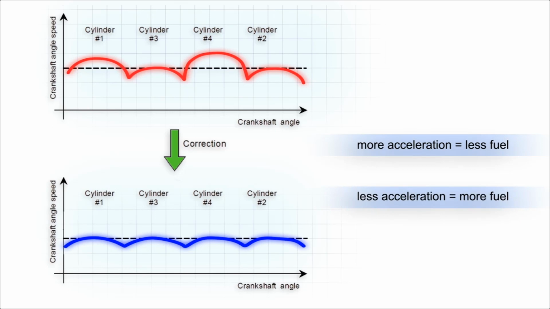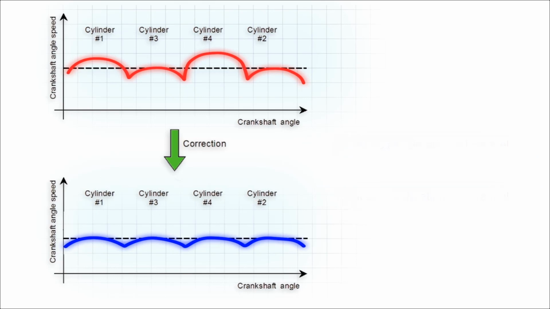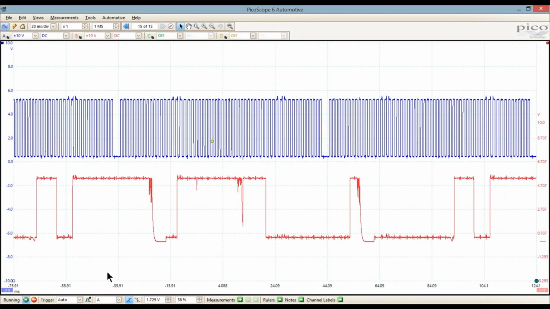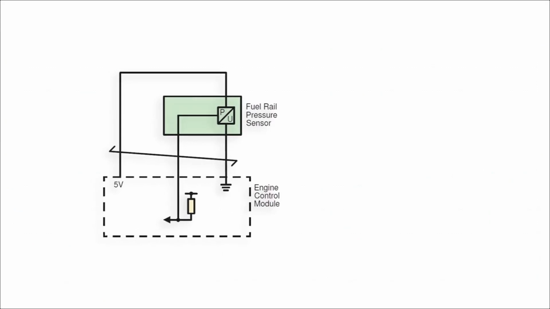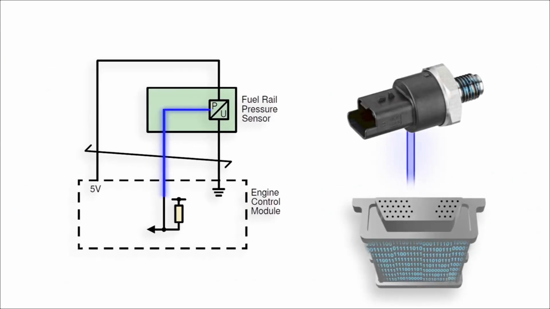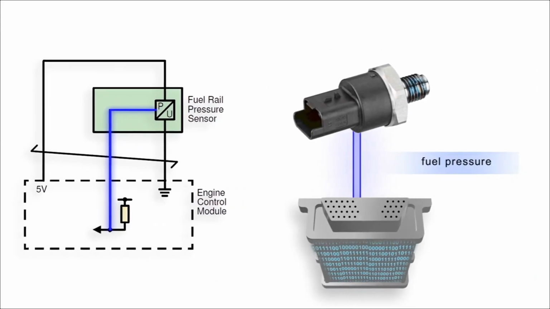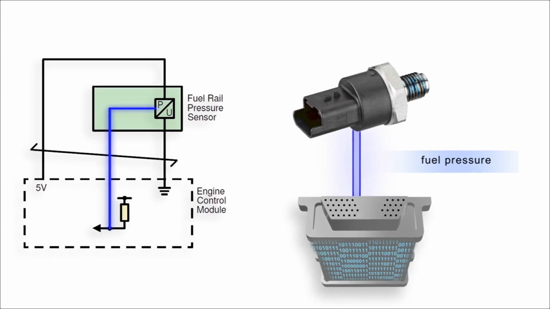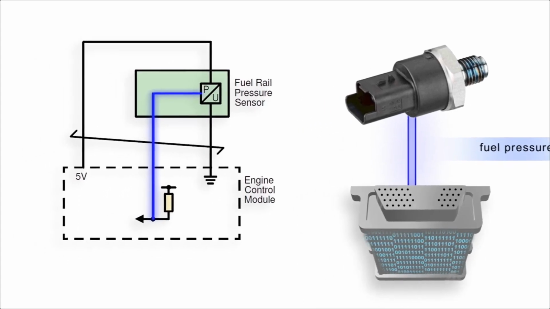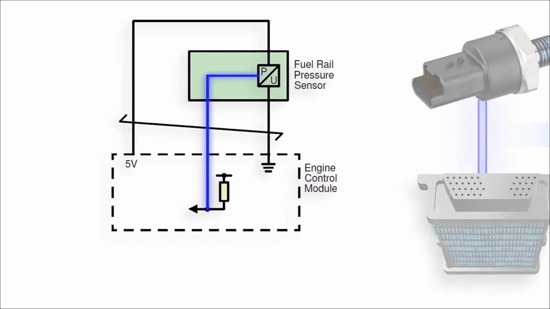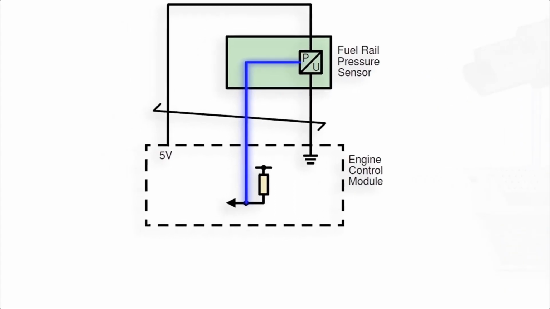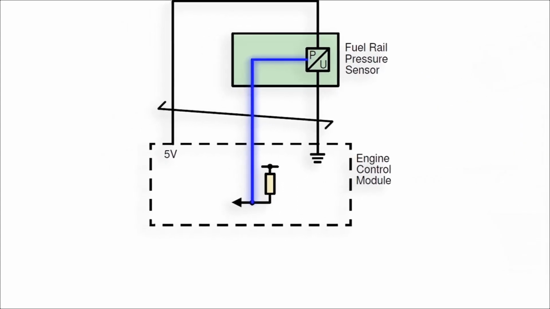The ECM correlates the crankshaft to camshaft position so that it can determine which cylinder is ready for injection. Here is the relationship between the crankshaft and camshaft sensor. The fuel rail pressure sensor gives the ECM an indication of fuel pressure. The ECM uses this information to regulate fuel pressure by commanding the fuel pressure regulator open or closed on the inlet of the fuel injection pump.